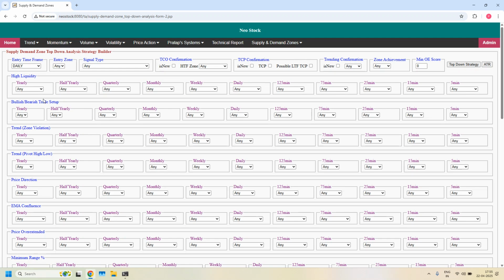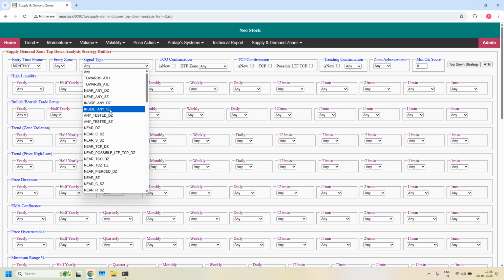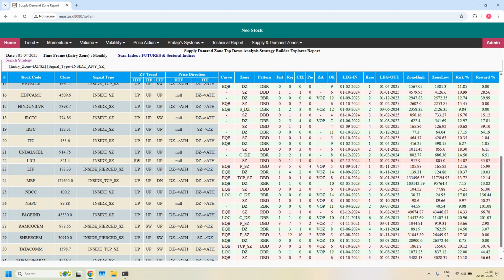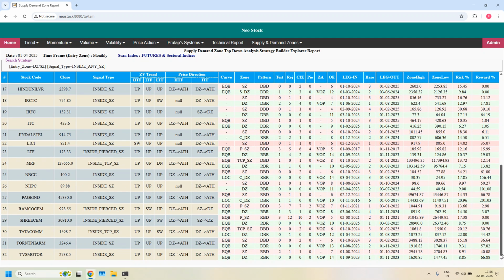Next, for monthly time frame, price closed inside the monthly supply zone. First 15 stocks in the list. Now NIFTY is inside the monthly supply zone. Scrolling the list down. So total 32 stocks are filtered.